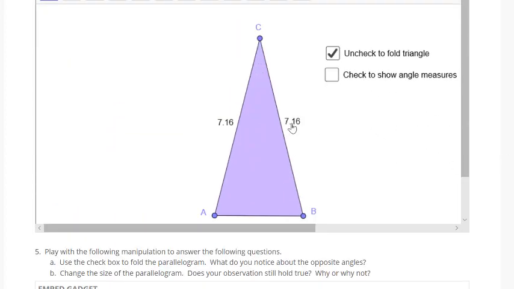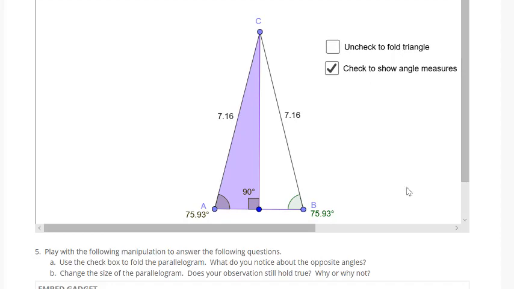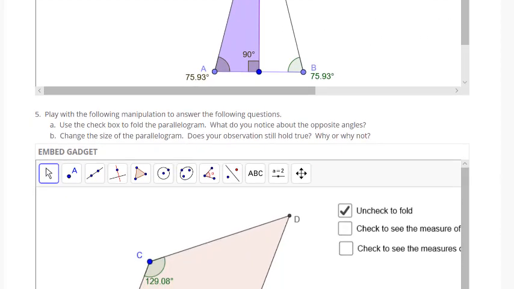Now here we have an isosceles triangle, and all I want to show is that the angle measures are the same. If I fold it over like this, I can see that those angles will be exactly the same. They're going to be 75.93 degrees. So I'm just playing with that a little bit.